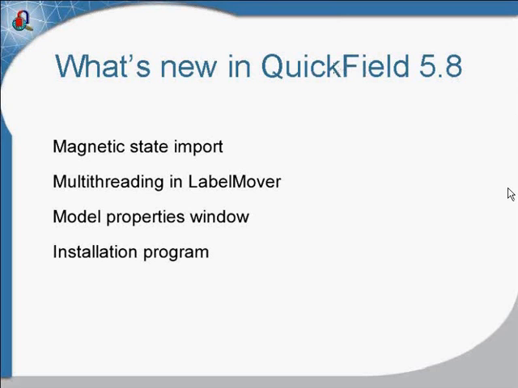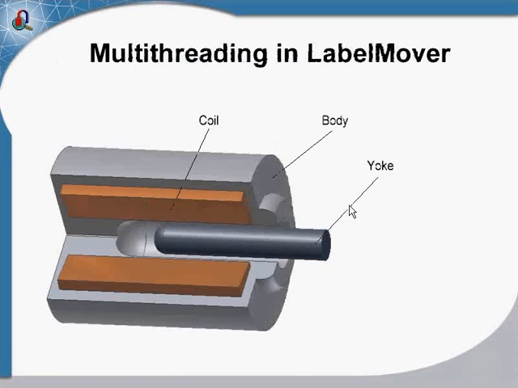Okay, let's continue now. I have shown you the magnetic state import feature, and now I will show you the multi-threading in label mover. Here you can see the plunger. Let's calculate the force acting on the yoke. In plunger we have the coil, the body, and the yoke. Let's calculate the force.